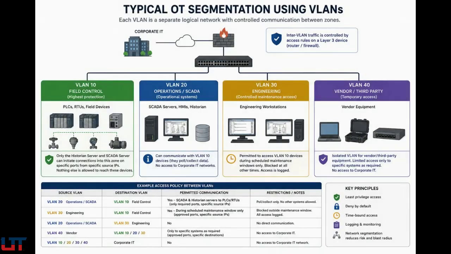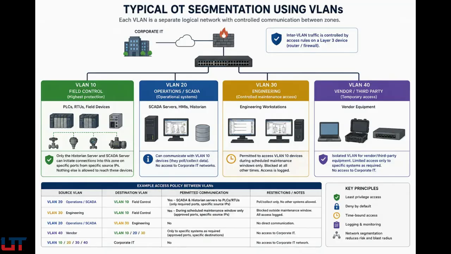A typical OT segmentation scheme using VLANs might look like this. Again, we'll have VLAN 10, which holds our field control devices like our PLCs and RTUs. This VLAN will get the strictest access controls. Only the historian server and the SCADA server are permitted to initiate connections into this zone on specific ports from specific source IP addresses. Nothing else is allowed to reach these devices.